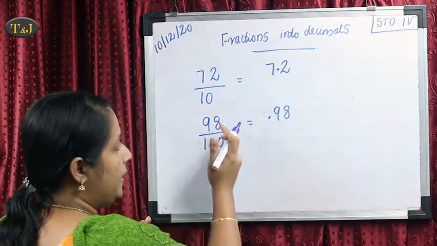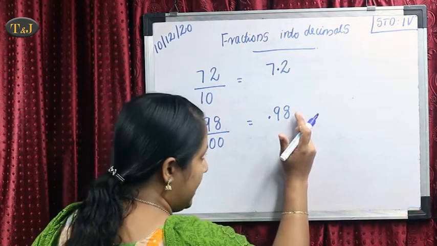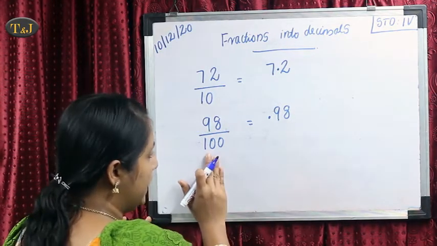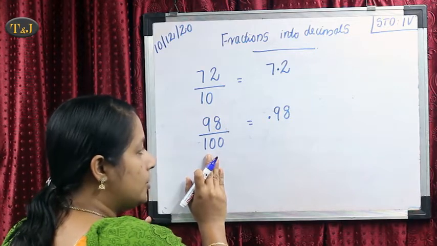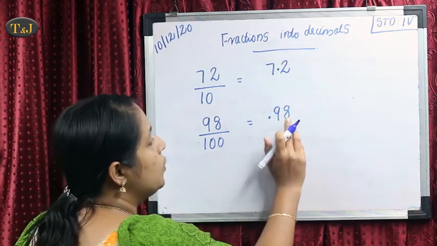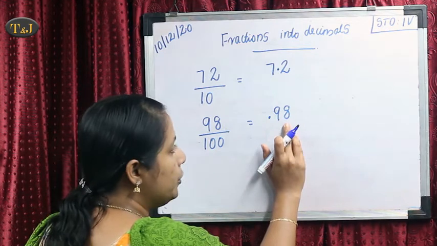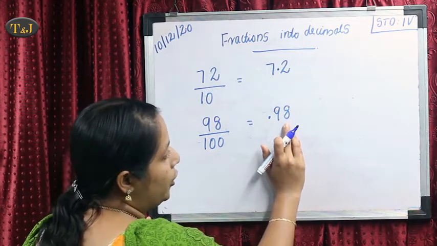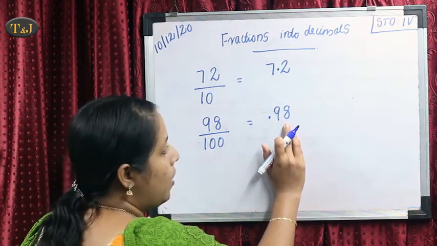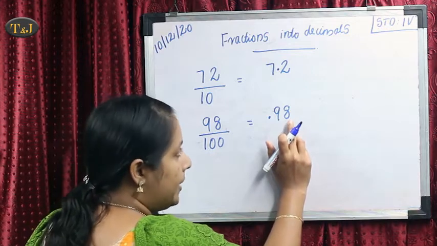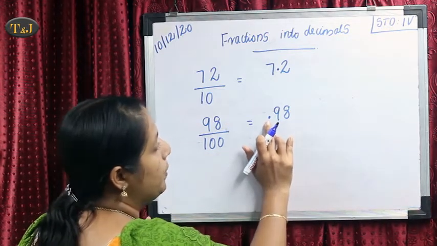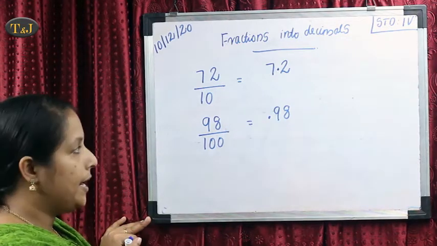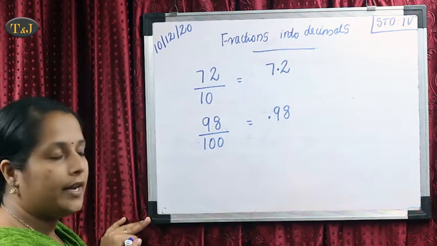First we write the numerator, 98. Then take our denominator. In our denominator, how many zeros? 2 zeros. So we count 2 digits from the right side of our numerator, 1, 2. Then put the point here. So 98 by 100 equals 0.98.